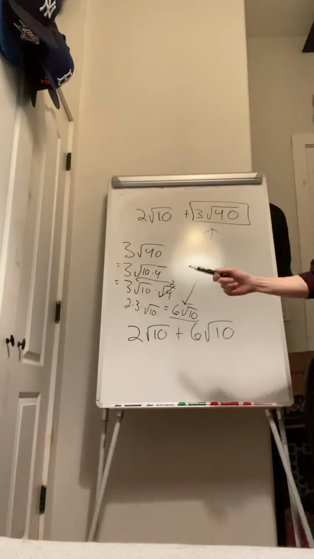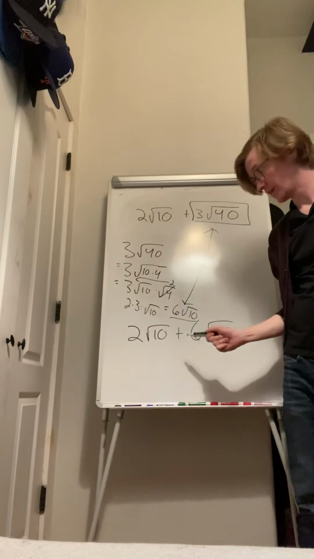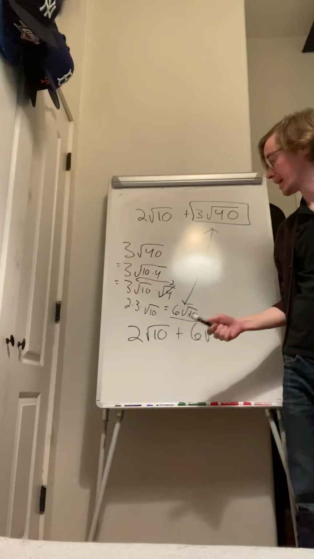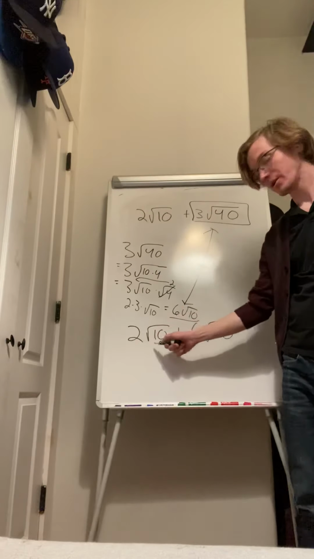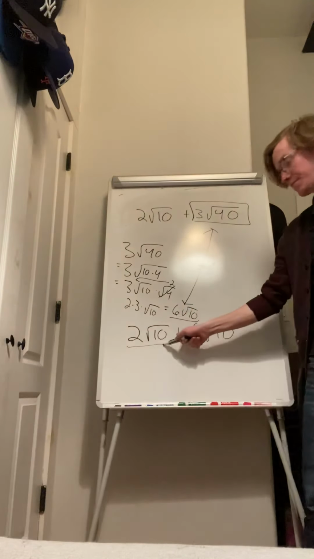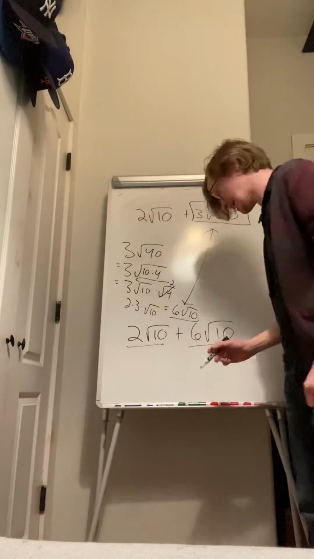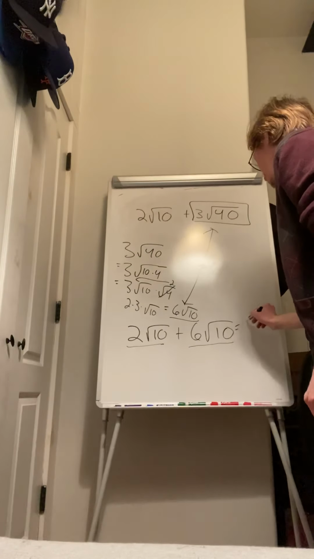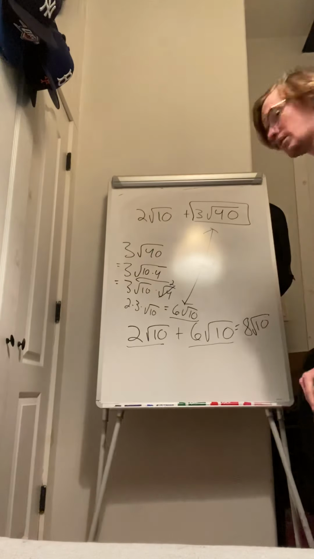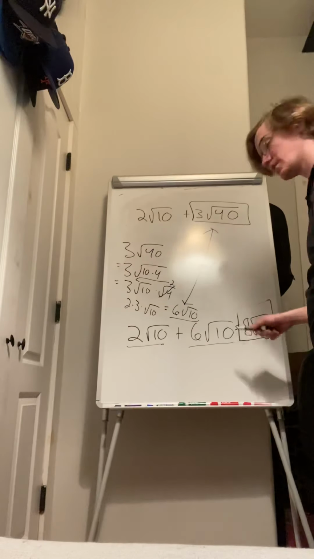Now, hopefully now it's clear that you can simplify this problem, right? You can, in fact, add these two terms together because they're like terms now. 2 square roots of 10 and 6 square roots of 10. So, how many square roots of 10 do you have here? 2. How many square roots of 10 do you have here? 6. And if you add them together, that means your final answer is 8 times the square root of 10. And this would be your final answer.